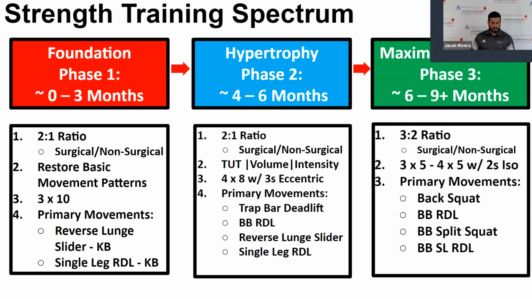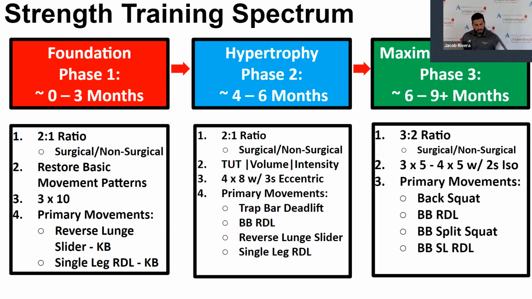From a hypertrophy perspective, I'm going to start layering in more intensity and more tempos to help encourage time under tension. And from where we were before, at 3 sets of 10, I'm going to start playing around with 4 sets of 8. We're going to introduce trap bar deadlift and barbell RDLs. We're going to introduce more exercises to our strength training routine while still maintaining a 2-to-1 surgical to non-surgical ratio.